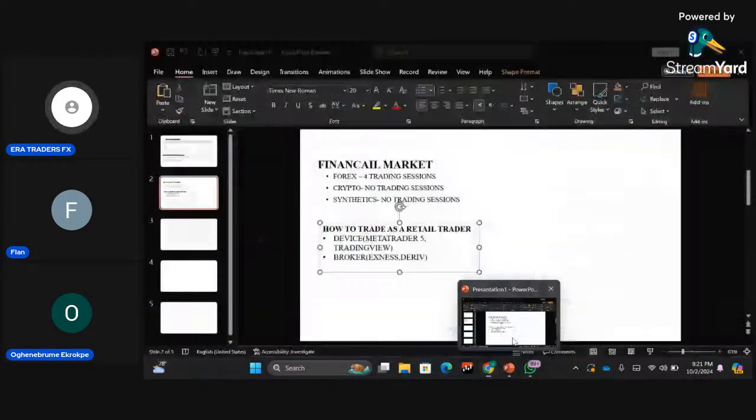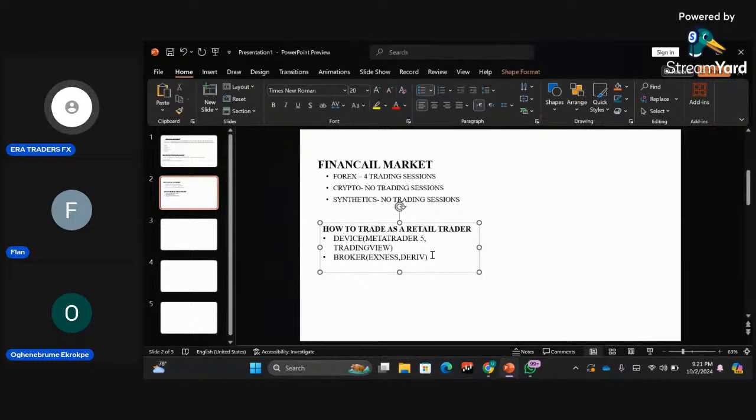All right. So if you must trade as a retail trader, you must have this. Let me explain what a broker is. A broker is the middleman between the trader and the market. It's a broker that gives you access to the market. You cannot just say, "I want to trade the financial market." You have the money, but how do you trade? You have to register and sign up with a broker, like Xness and Deriv. So, like I said, he's the middleman.